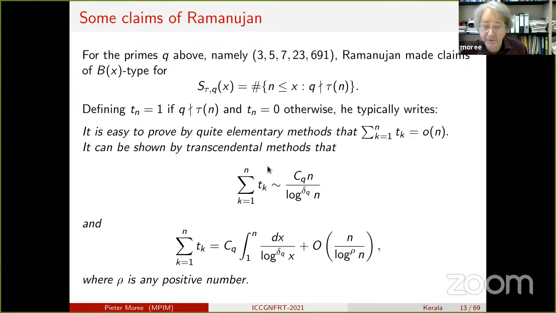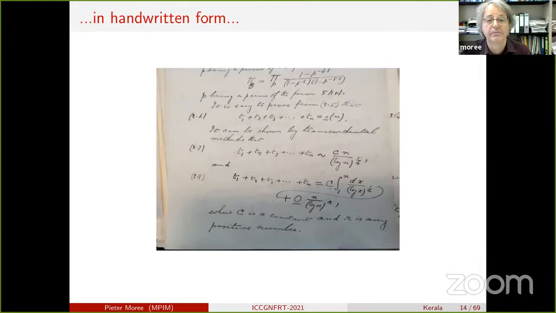Then by transcendental methods, you can get an asymptotic, and you can even go beyond that and get his beloved integral approximation with a very good error term. So that's the claim in the unpublished manuscript. And my aim is to look further at those claims.